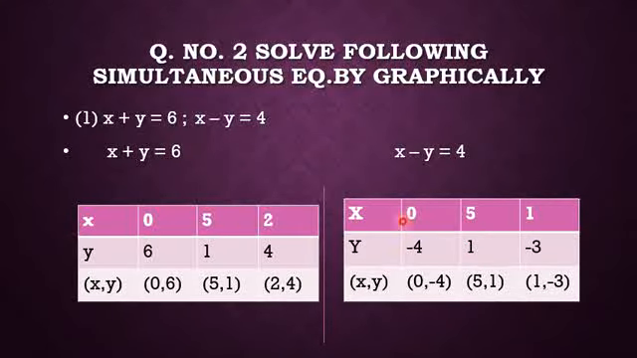Then y is equal to minus 3. That is 1 minus y is equal to 4. Then minus y is equal to 4 minus 1. That is 3. But the sign of y is minus. Therefore y is equal to minus 3. 1 comma minus 3. Here we can see 5 comma 1 is the common point in both the equations. This is the solution of that equation.